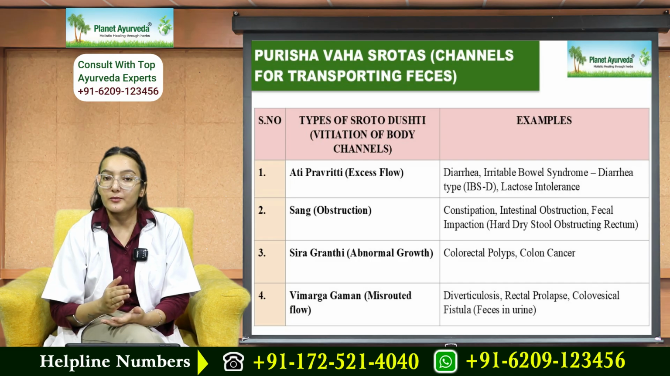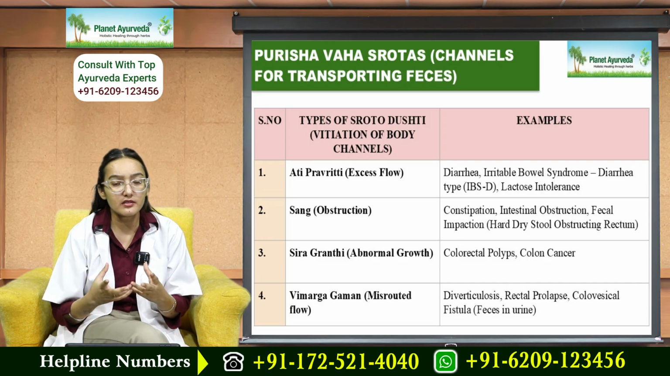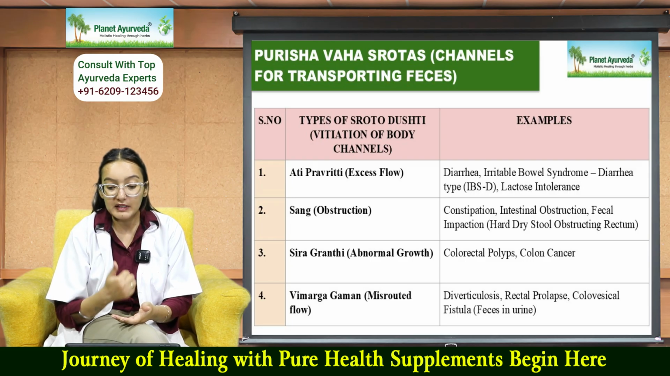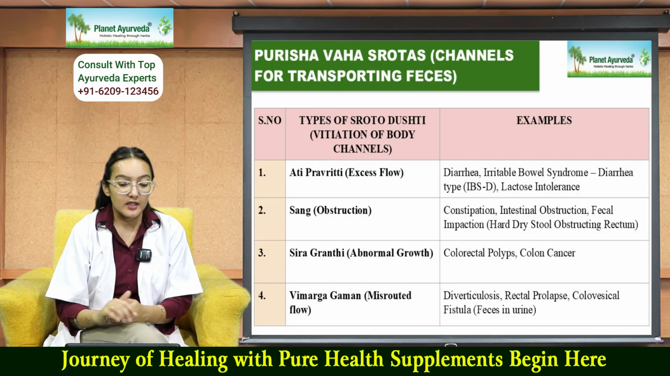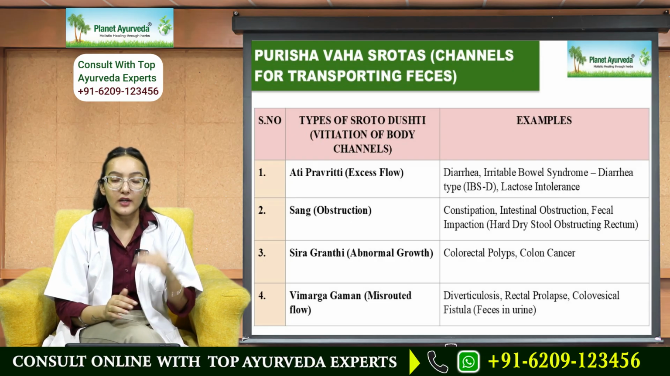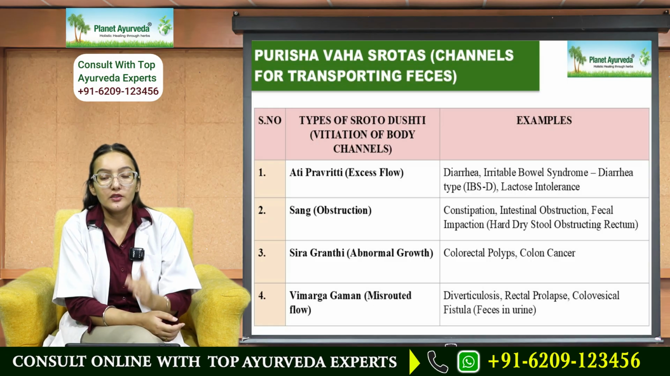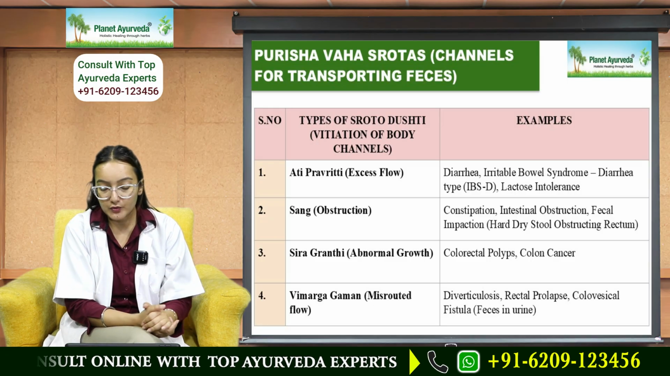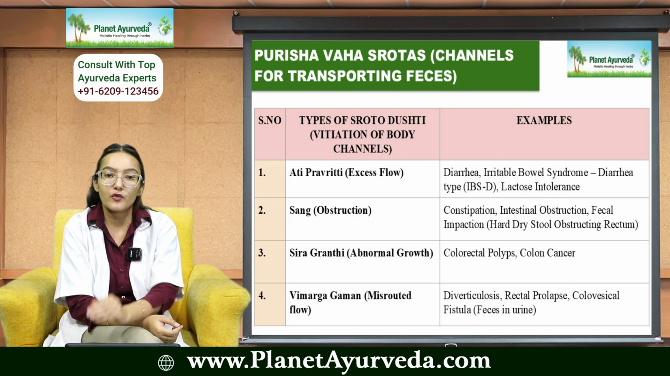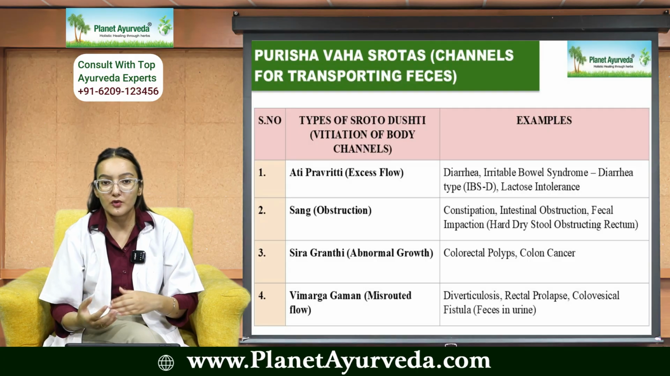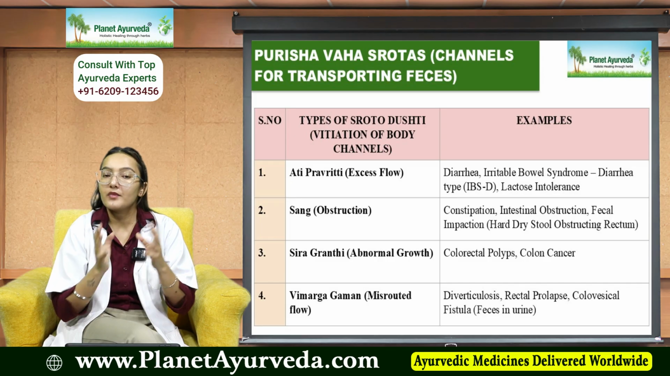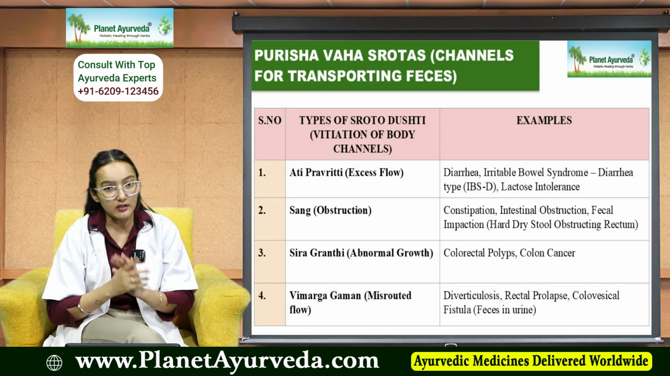Then comes Sira Granthi, or abnormal growth. One may experience ulcers, one may experience polyps. So colorectal polyps and colon cancer are mentioned here. Then comes Vimarga Gamana, or misrouted flow. Again, the fistula that we discussed in case of Dushti of Mutravaha Srotasa. So there will be colovesical fistula, which means fecal matter comes into the urine. It is a fistula that develops between the colon and the bladder.